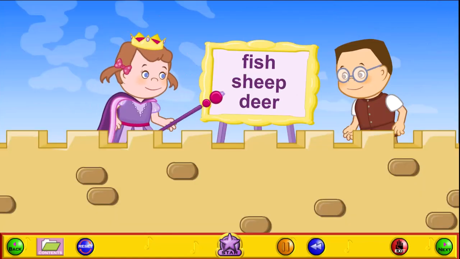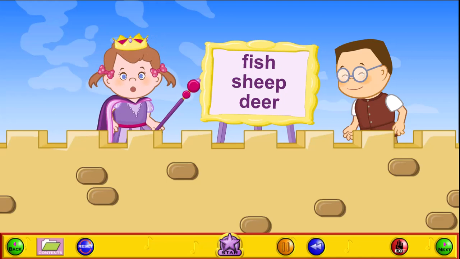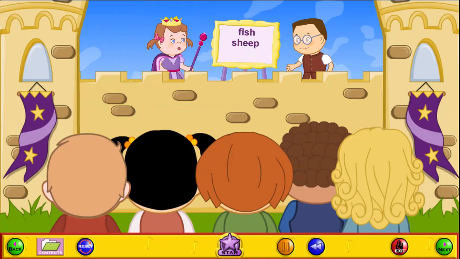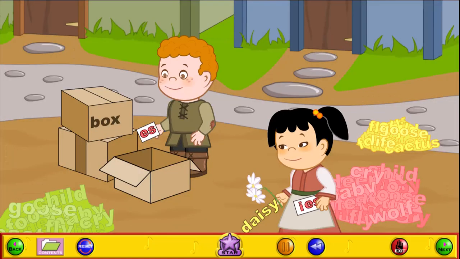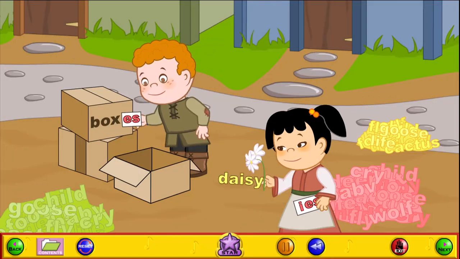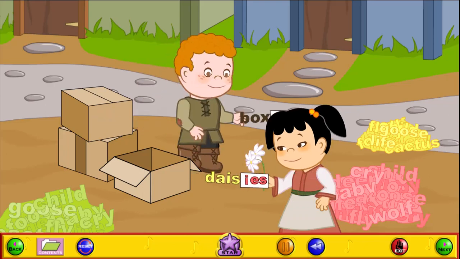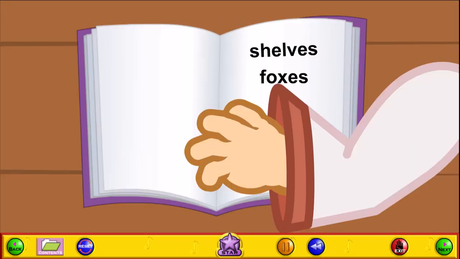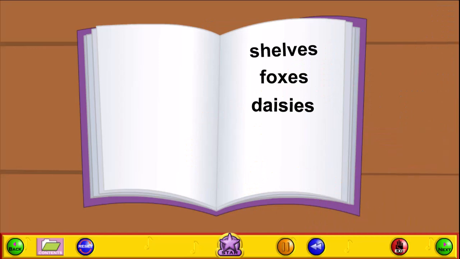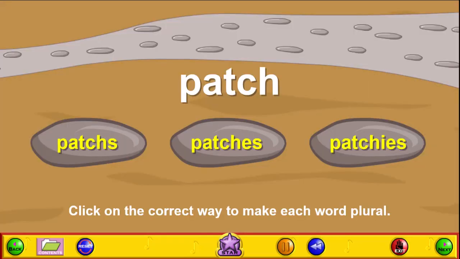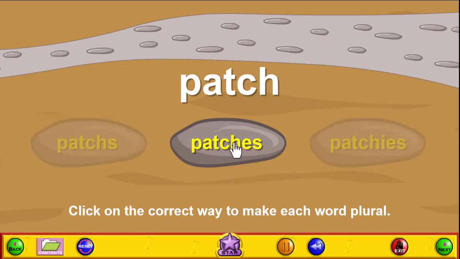Wow, that is amazing. Now that we know how to make these words plural, let's do it and clean up our town. So the townspeople got to work right away. They picked up each discarded word, made it plural, and then put it into the Queen's official book of plural words. Help the townspeople clean up the town by clicking on the correct way to make each word plural. Well, we'll do this again and we'll make some wrong answers and get the right.